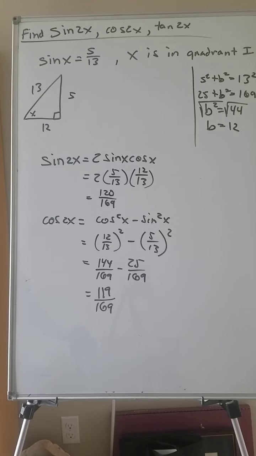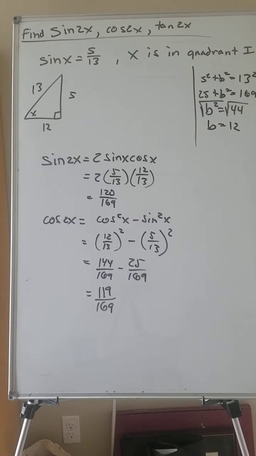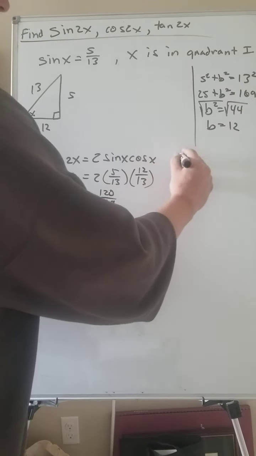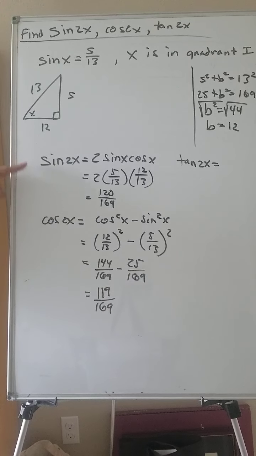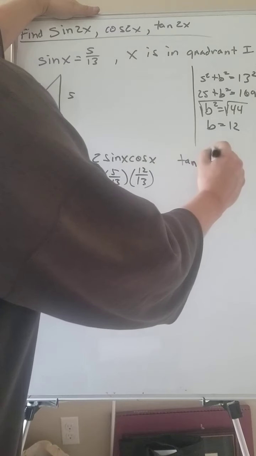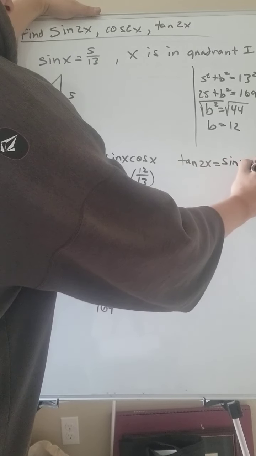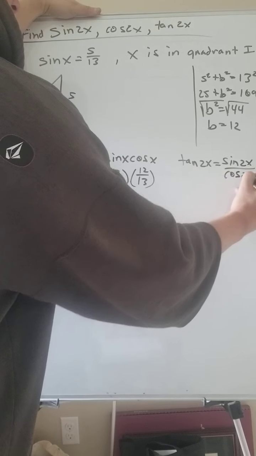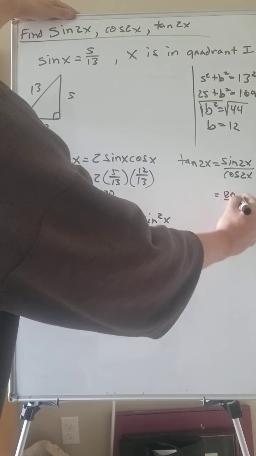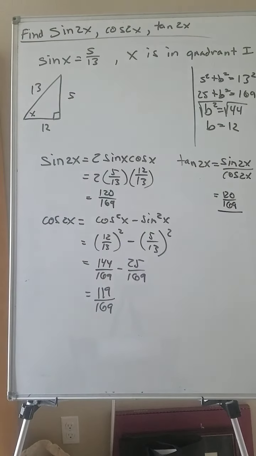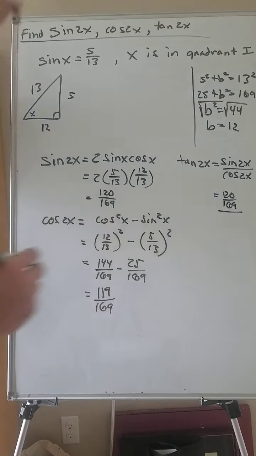Now we have a formula for tangent of 2x, and that's fine. You can use the formula for tangent of 2x. Or, for me, what I like to do, since I already know these two values, I'm just going to use these values instead of going back to the formula. Okay, you can use the formula if you'd like, but tangent of 2x is equal to the sine of 2x over the cosine of 2x. I'm using that because I already know the sine of 2x and I already know the cosine of 2x. So I can replace sine of 2x with 120 over 169 divided by the cosine of 2x, which is 119 over 169.